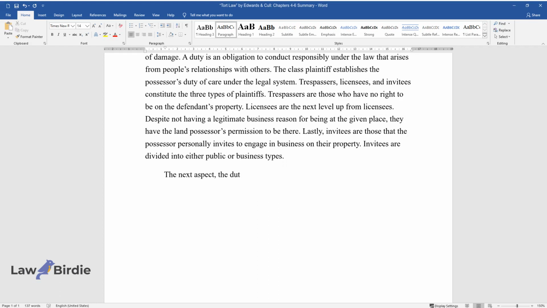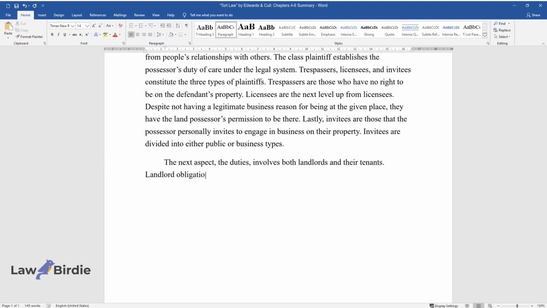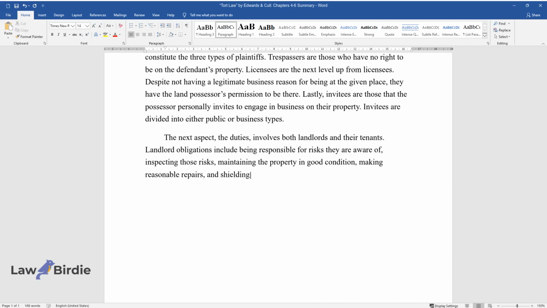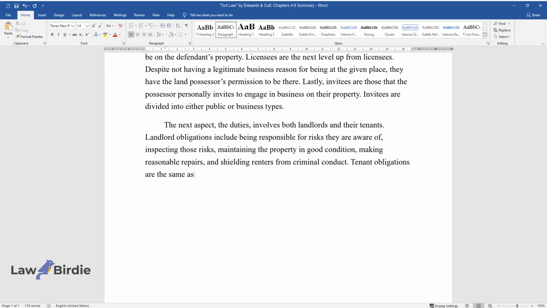The next aspect, the duties, involves both landlords and their tenants. Landlord obligations include being responsible for risks they are aware of, inspecting those risks, maintaining the property in good condition, making reasonable repairs, and shielding renters from criminal conduct. Tenant obligations are the same as those of the landlord.